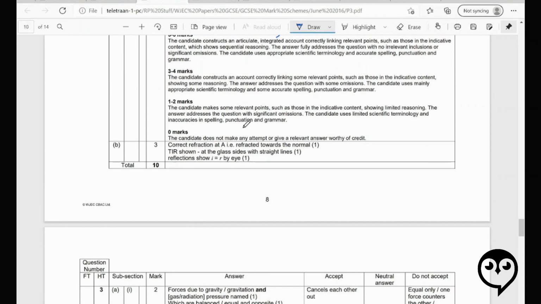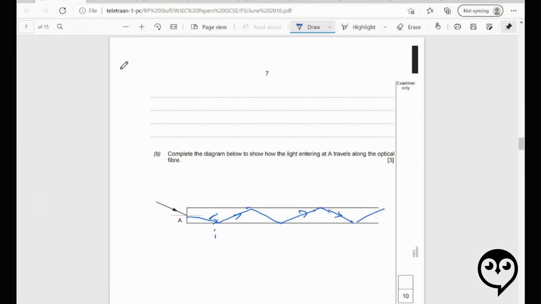Okay, correct refraction towards the normal on the way in at A, and then just show a bunch of TIR, and the reflections have to obey the law of reflection there, I equals R. You don't have to measure, but make it look pretty good. I don't go in and measure it with a protractor, but some students are pretty poor drawers. So make sure you indicate that those are equal. Okay, very straightforward, nice, easy 10 marks.